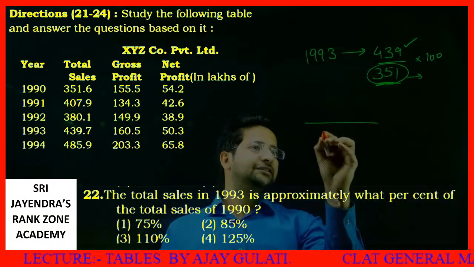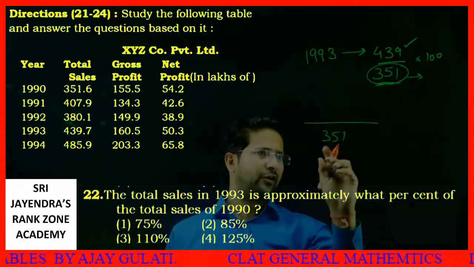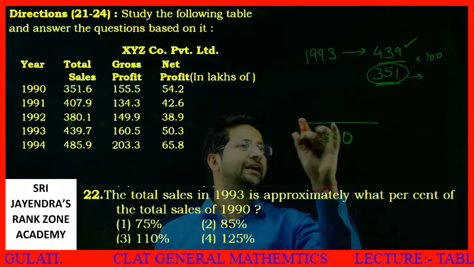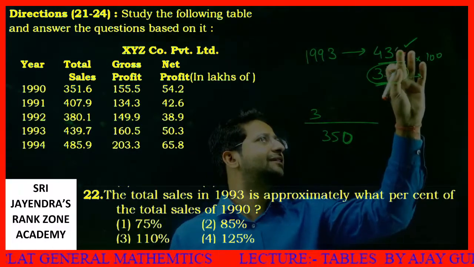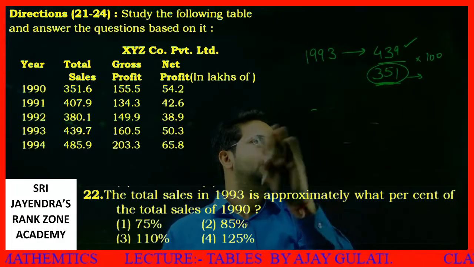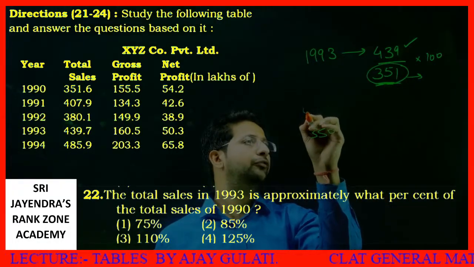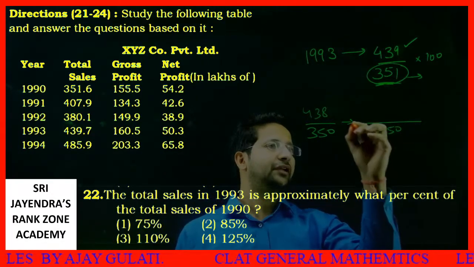I write this as 351 upon 439. We can take a bit of approximation. I write this as 350 upon 439. If I decrease this by 1, I decrease the other by 1 also. See, 350 upon 438. This I can write as 350 into 100.